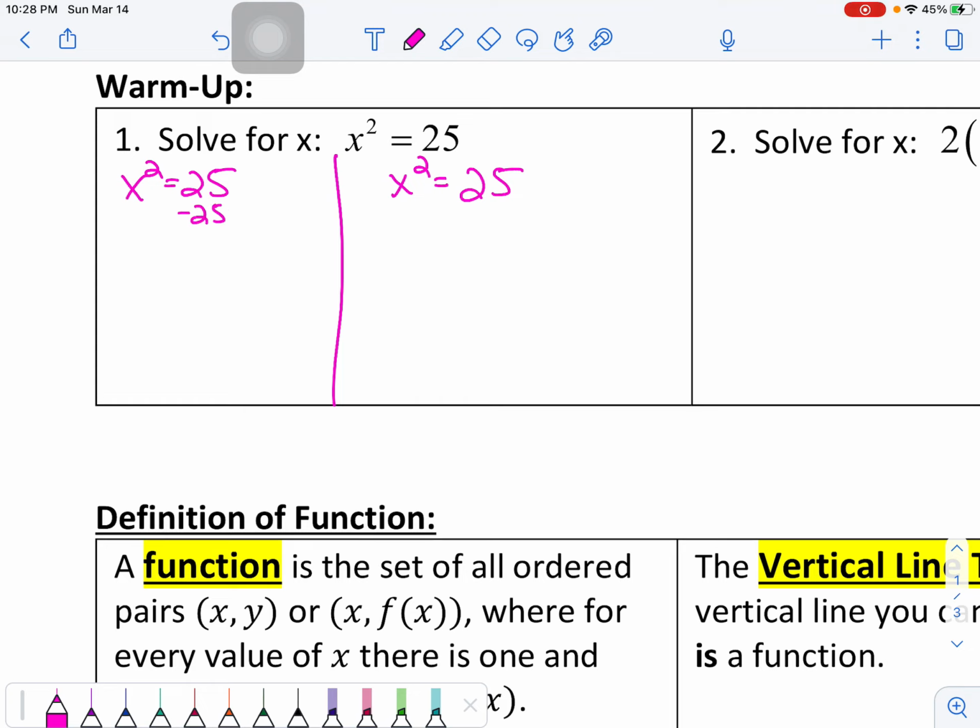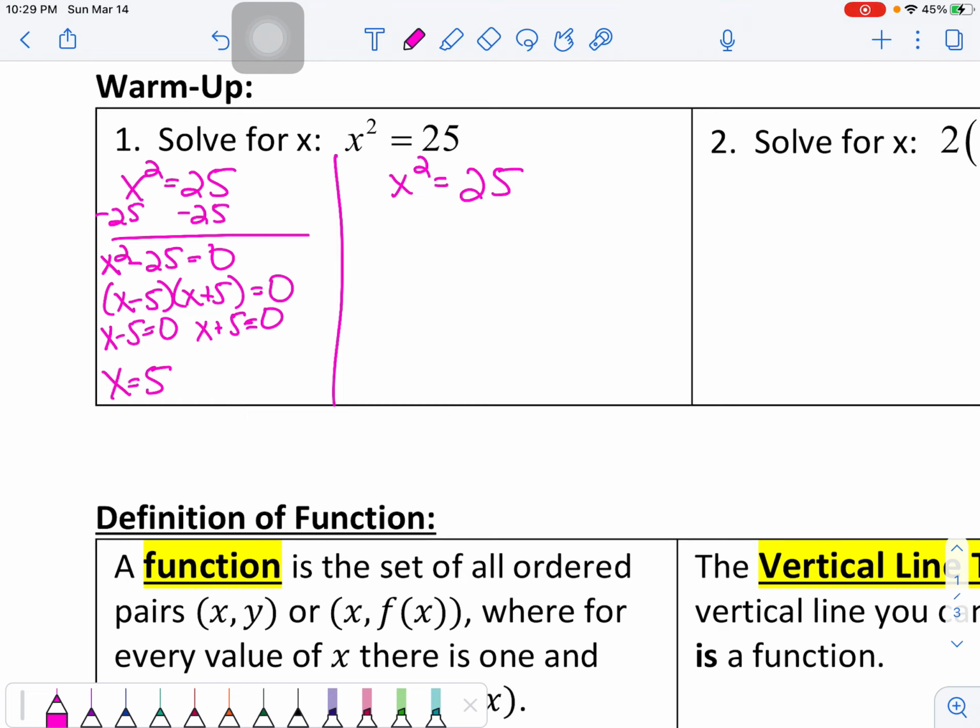To solve it with factoring, you're going to subtract 25 from both sides, so you can make the right side equal to 0. You've got the factors then of x minus 5 and x plus 5. And then once you get it factored, set each factor equal to 0 and solve. So you would get x equals 5 and x equals negative 5. So there's my 2 answers. Now that's one way to solve it.